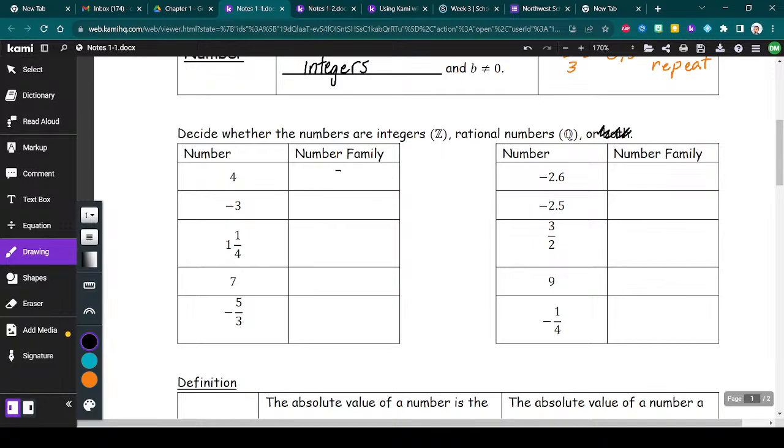So 4 is an integer because it's a whole number. -3 is an integer because it's one of the opposites of the whole numbers. 1 1/4, though, is rational because it has a fractional part. 7 is a whole number, so it's an integer. -5/3 is rational because it has a fractional part. -2.6 is rational because it's a terminating decimal. -2.5 is rational because it's a terminating decimal. 3/2 is rational because it's a fraction. 9 is a whole number, so it's an integer. And -1/4 is rational because it's a fraction.